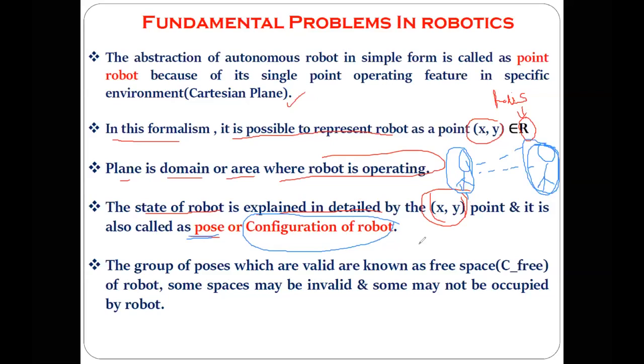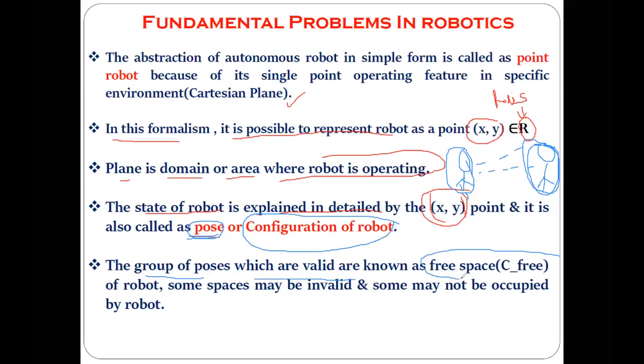Definitely the configuration or position of that robot, or you can see here, the pose of the robot will get changed. Just like the human being also moves from one location to another location, its location parameters also get changed. Understood?